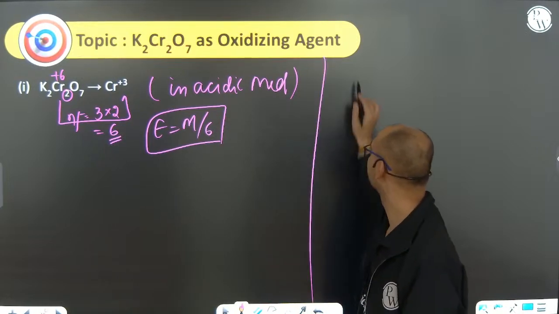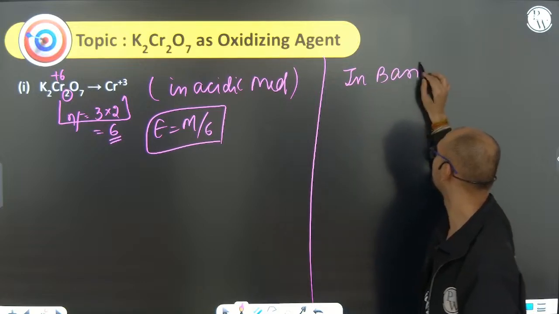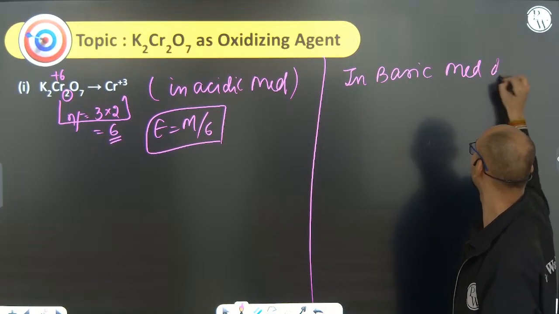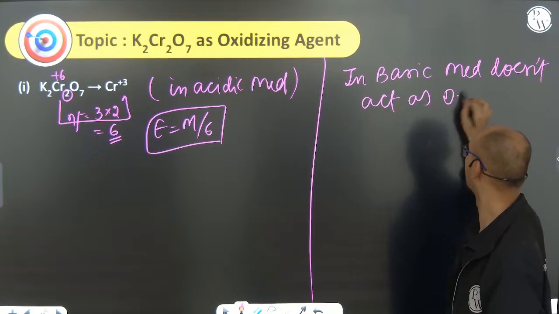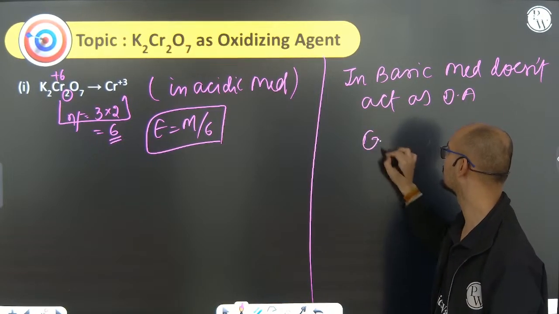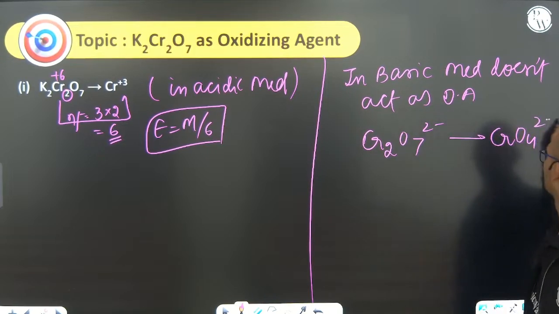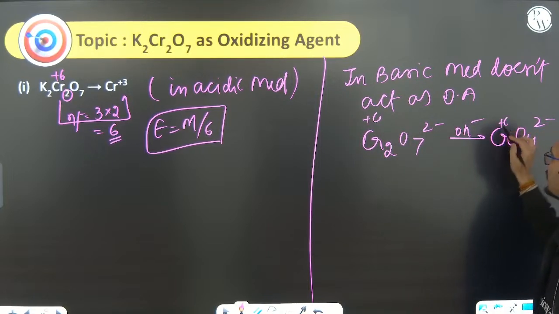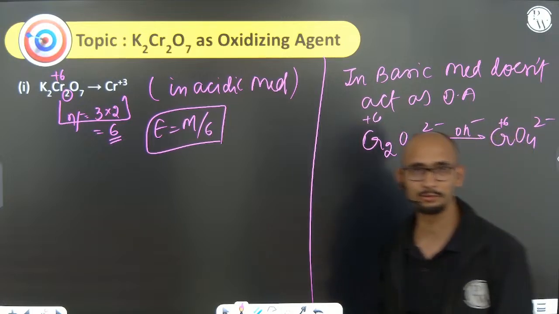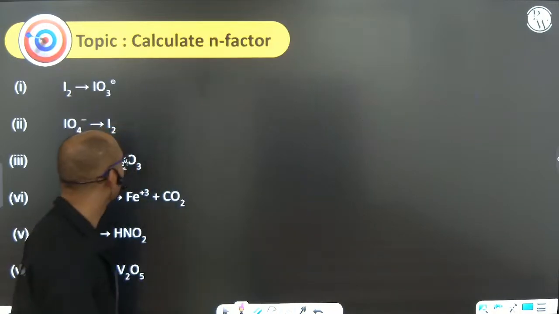Always remember that in basic medium it does not act as an oxidizing agent. Why? Because Cr2O7 2- converts into CrO4 2- in the basic medium. So here it is +6 converting into +6. Is there any redox reaction? No. For a redox reaction there should be a change in oxidation number. Next, here calculate the n factor.